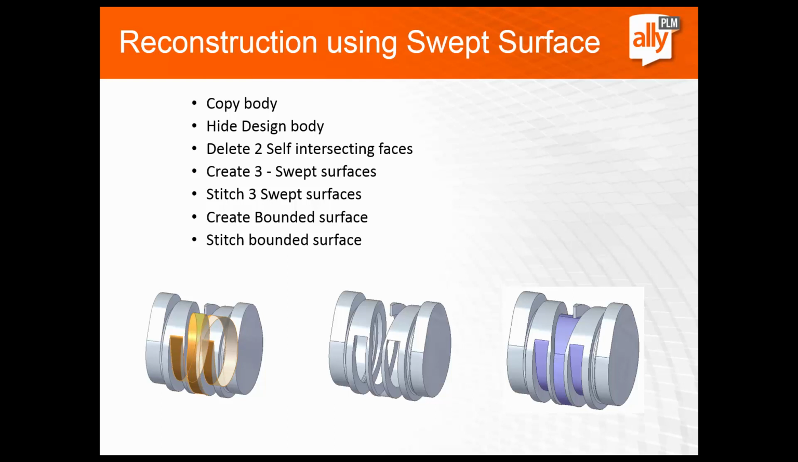We can then create, in this case, 3 different swept surfaces. We'll stitch those 3 surfaces together, add in a bounded surface, and we can stitch the bounded surface in there as well, and then that'll fill in the geometry and make it a solid model.